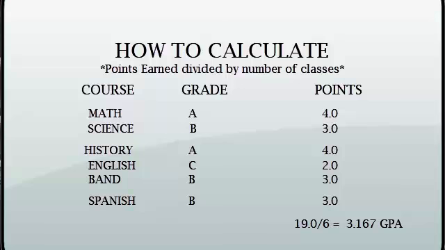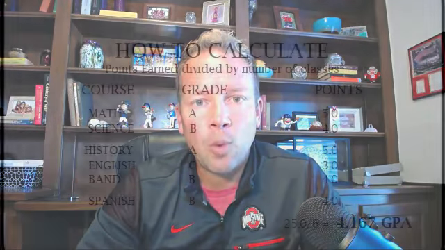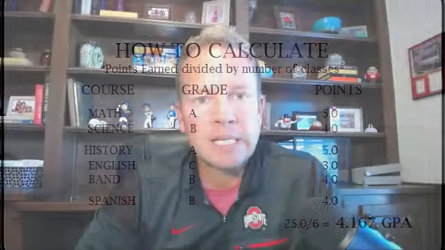And you take the points that you earn for each one of those classes, you add them up and divide by how many classes you're taking. So for instance, in this example, I've earned 19 total points and I've taken 6 classes. My total GPA then is 3.167. If I take that same exact scenario and those same grades, but instead now they're weighted, I earn more points. And my total is 25.0 out of 6 classes for a GPA of 4.16.